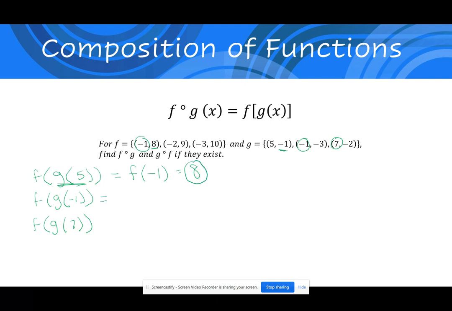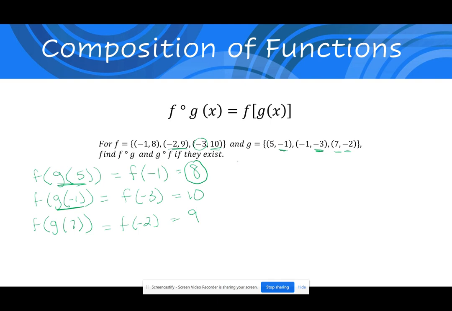That's our first answer. Then we have g of negative 1 gives us this negative 3. So we have f of negative 3. F of negative 3 is 10. And then we have f of g of 7. G of 7 gives us negative 2. So now we're finding f of negative 2. F of negative 2 gives us 9.